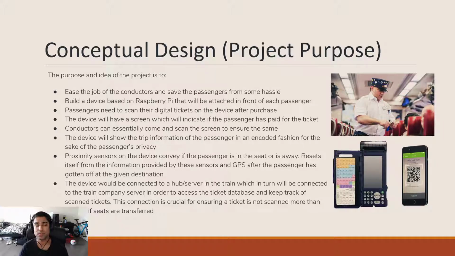If the ticket is valid, the passenger is good to go, and it will prompt a message on the screen saying the ticket was successfully scanned and is valid. That way the conductor can pass by, see the screen of the device, and see that the passenger has paid for the ticket already, and he doesn't have to ask or bug the passenger for the ticket and disturb him. If the ticket is not valid, then the passenger will be asked to scan the ticket again and go through the same procedure all over again.